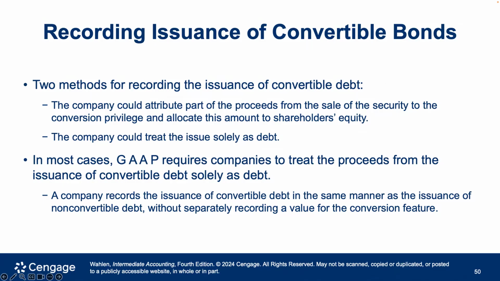There are technically two possible approaches. One option would be to split the proceeds. We would allocate part to debt, part to equity for the conversion feature, kind of like what we just did.